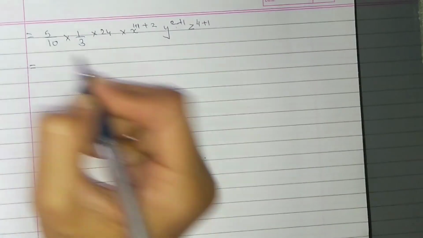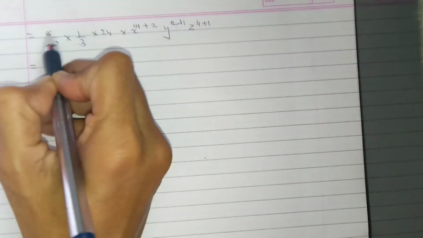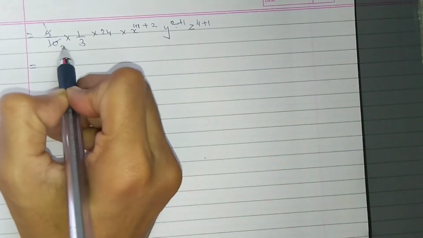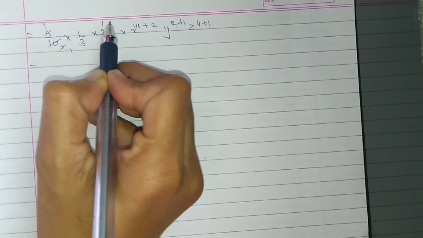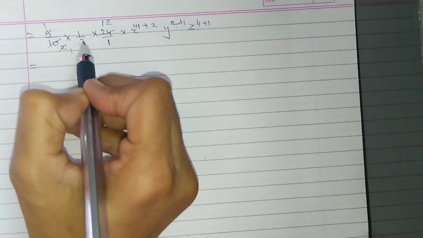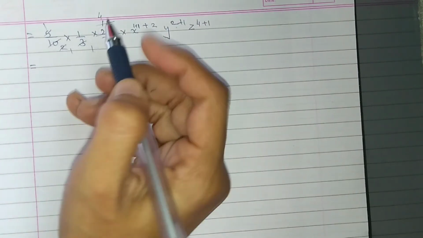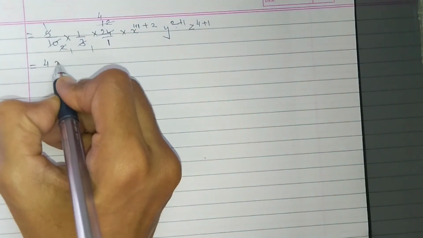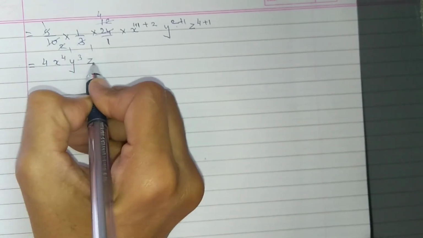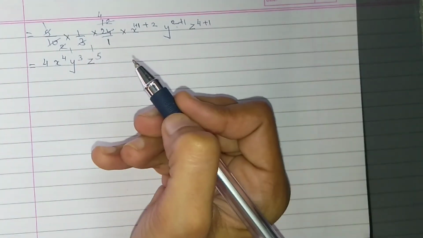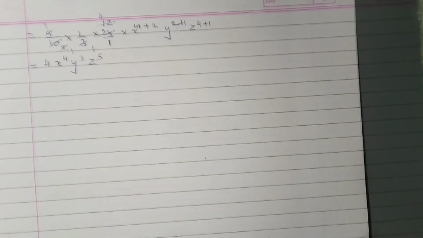So equal to, we can cancel this. 5 1s are 5, 5 2s are 10, 2 1s are 2, here nothing means 1. 2 1s are 2, 2 1s are 2, and 2 4s are 8. 3 1s are 3 and 3 4s are 12. So 4 x raised to 4, y raised to 3 and z raised to 5 is the answer.